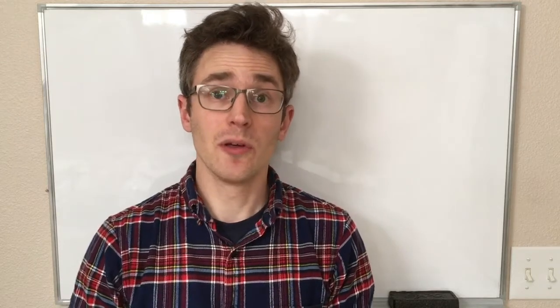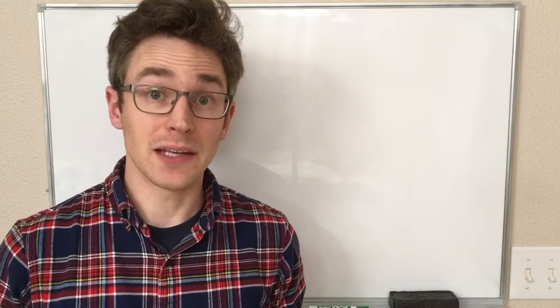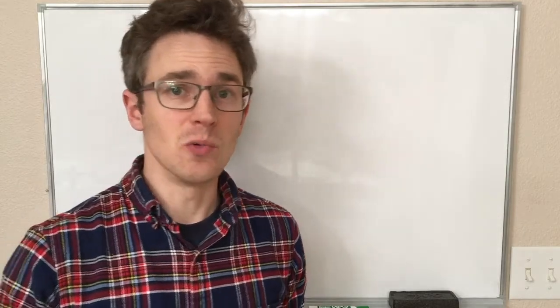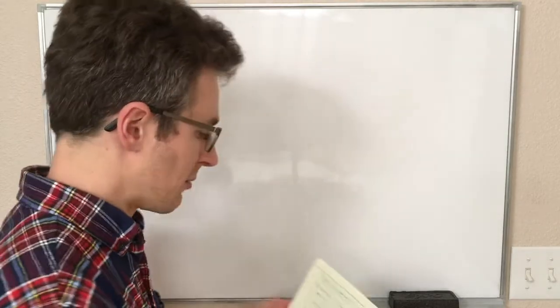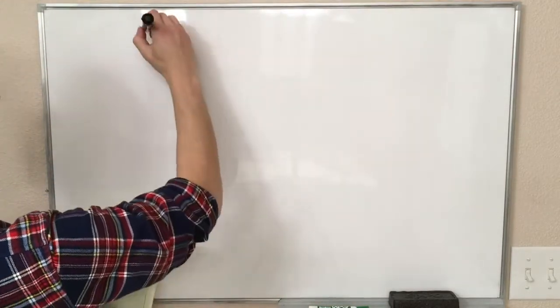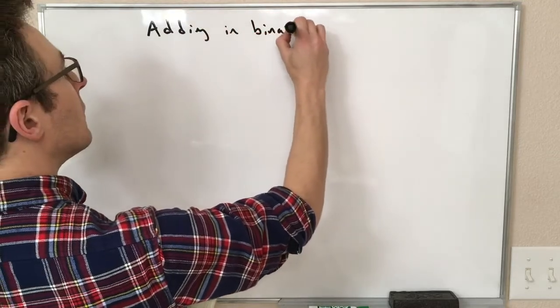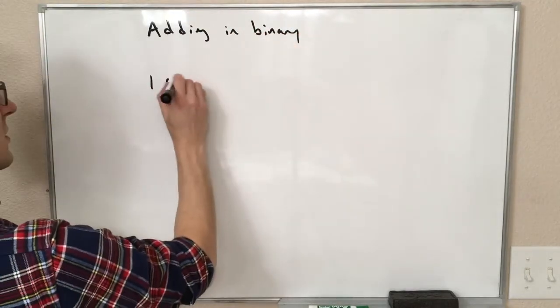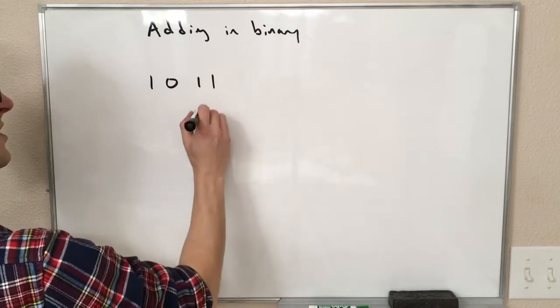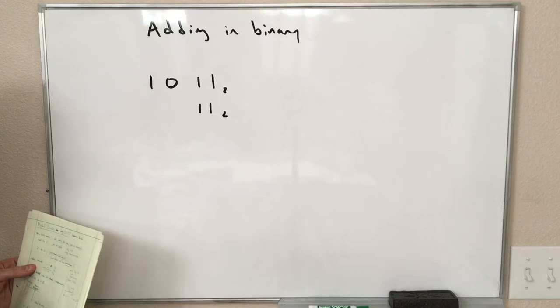In this video, I wanted to talk a little bit more about doing math with binary numbers. So we talked a little bit before about adding binary numbers together. Let's do one quick reminder example of that. So let's say I have two numbers in binary. We'll say they are 1, 0, 1, 1, and 1, 1. So these are in base 2, so I'll put a little 2 there to remind us of that.